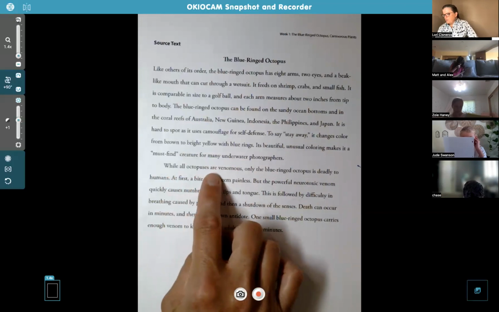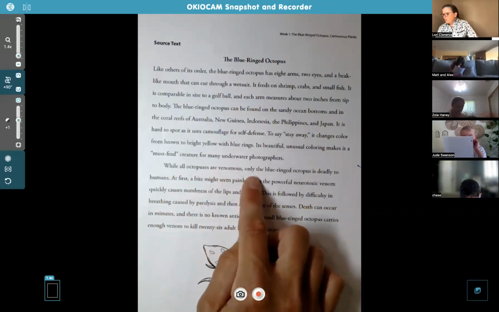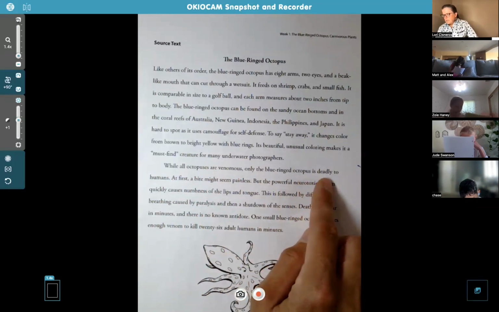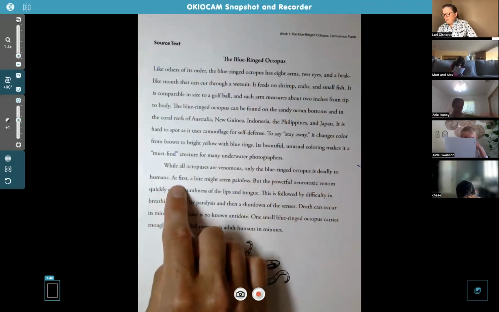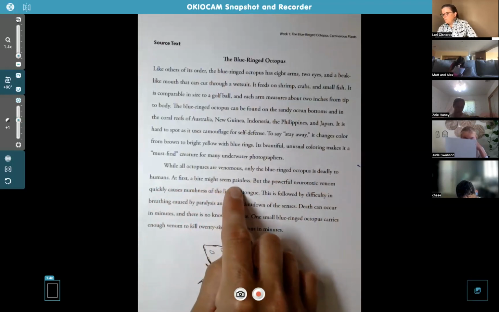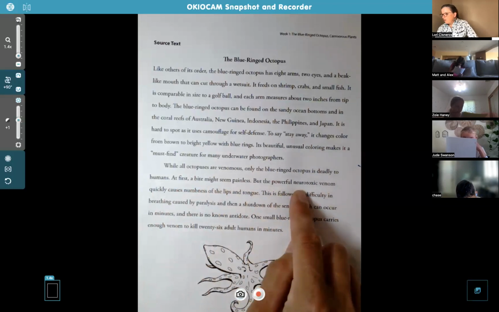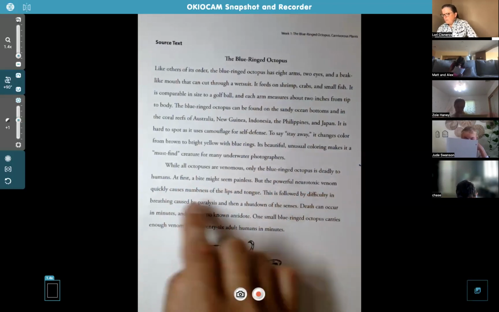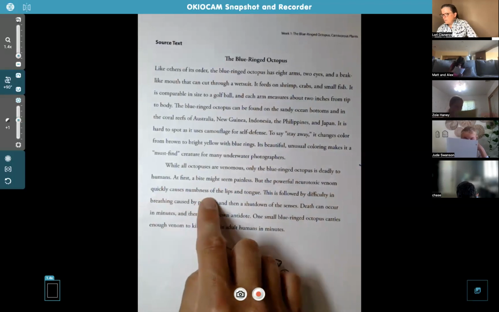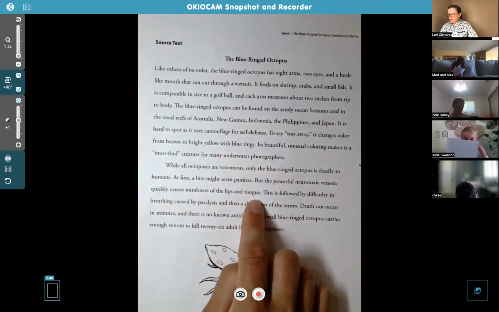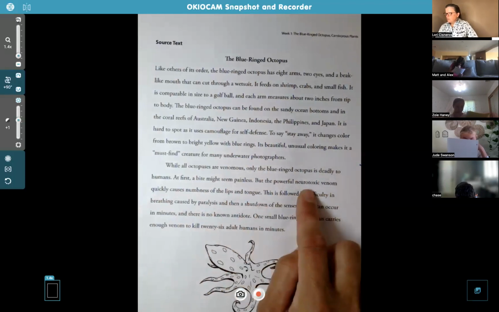While all octopuses are venomous, only the blue-ringed octopus is deadly to humans. At first, a bite might seem painless, but the powerful neurotoxic venom quickly causes numbness of the lips and tongue. Okay, just for a second here, let's look at neurotoxic. That means it's poisonous to the nervous system. So it causes numbness and it changes the nervous system in the body.